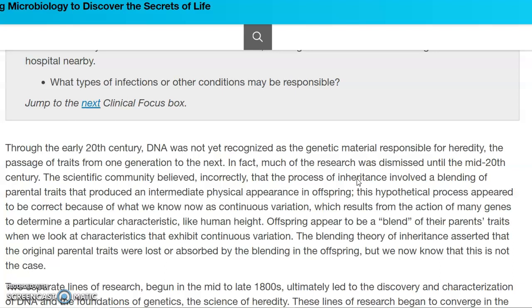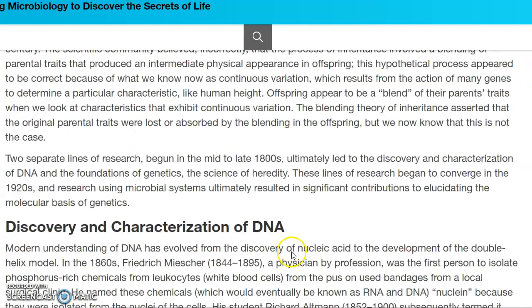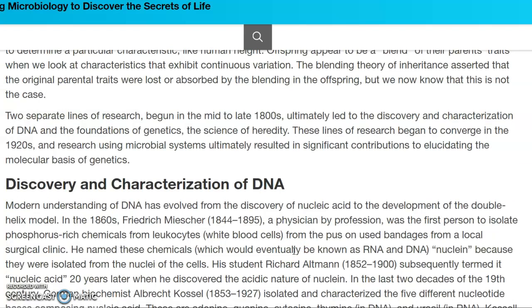So, for instance, if your dad was really tall and your mom was really short, then you'd be somewhere in the middle. Or if your dad had black hair and your mom had blonde hair, well, then you would have brown hair. So they believed that there was this blending of traits. So in the mid to late 1800s, we started to really research this and try to discover really what was in control of heredity and therefore really starting the field of genetics.